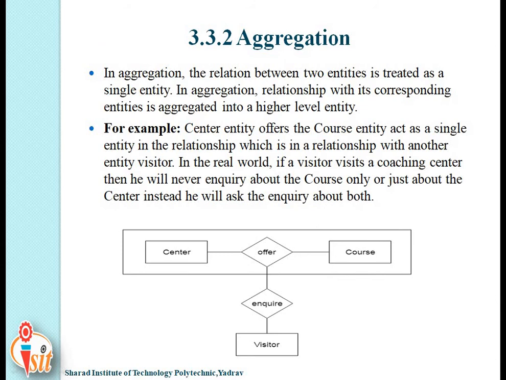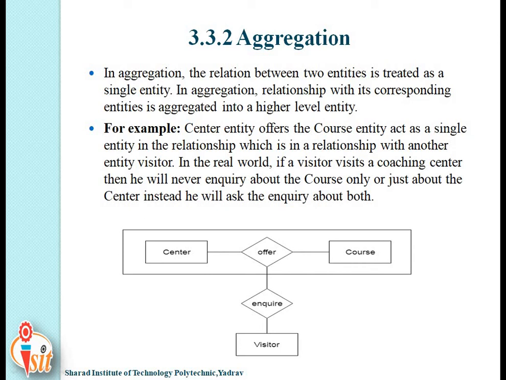And today's last point is aggregation. Aggregation is a relationship where the relation between two entities is treated as a single entity. Aggregation is an abstraction in which relationship sets are treated as higher level entity sets and can participate in relationships. In simple words, the relationship between two entities treated as a single entity is nothing but aggregation. A relationship with its corresponding entities is aggregated into a higher level entity.